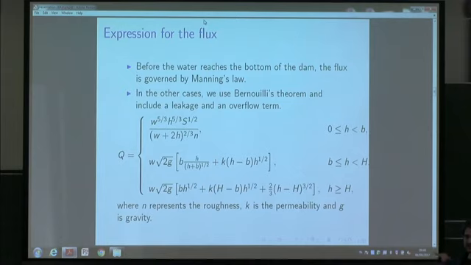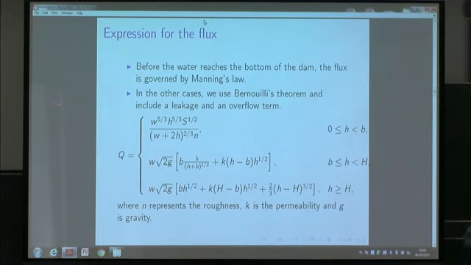Then once the water hits the dam, you can imagine it starts accumulating behind the dam. So we're going to have two terms here. First, the classical sluice flow, which you can think of as a reservoir of water with a hole in it. And how do you describe the flow? This is given by this term. It's a simple application of Bernoulli's theorem.